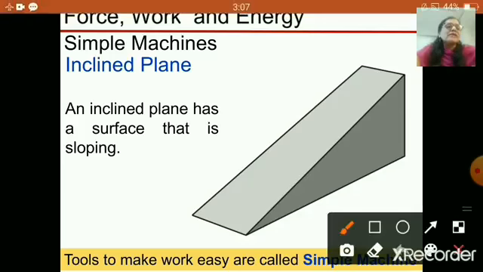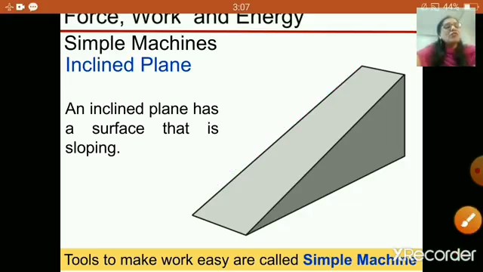See, another type of simple machine is this. What is it? It is called an inclined plane. Inclined means it is slanting. You see, it is not straight, it is slanting. And this also you have seen in many places. This is called an inclined plane. It has a sloping surface. See, here is a slope. And this makes it easy for heavy loads to be moved.